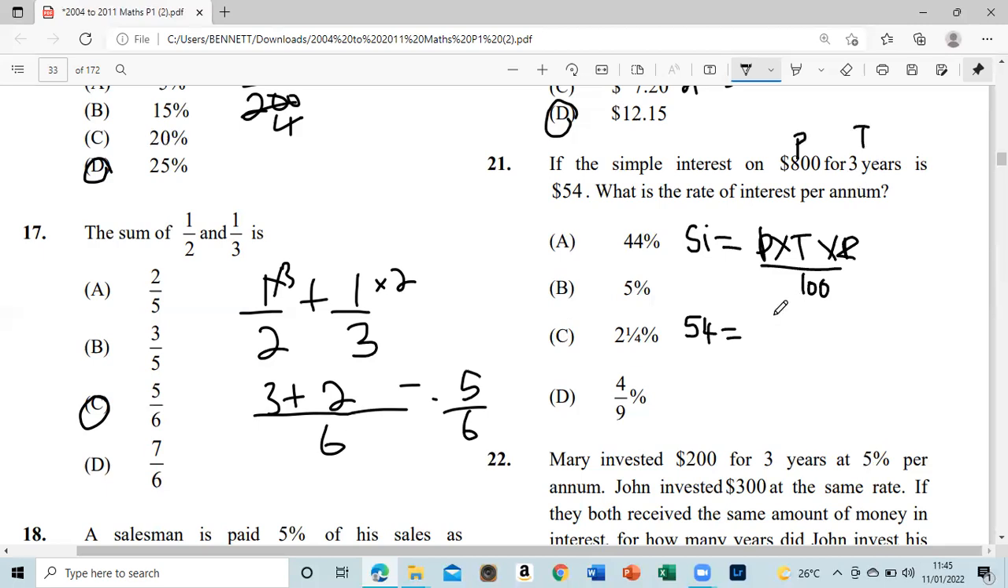All right, so I can put in those now. So it will be 800 times the 3 times the R, over 100, right? Because it's from the rate. It's a percentage, right? And then now we can transpose, so it will be 54 times 100, divided by 800 times 3, because those are being multiplied, so they're going to be divided.